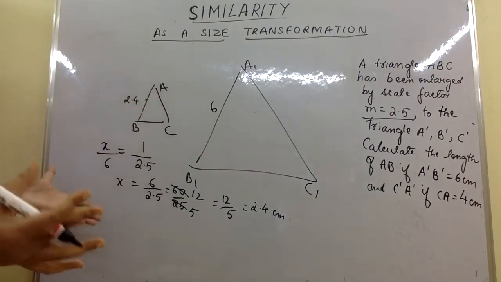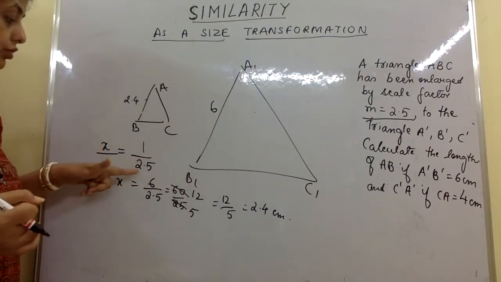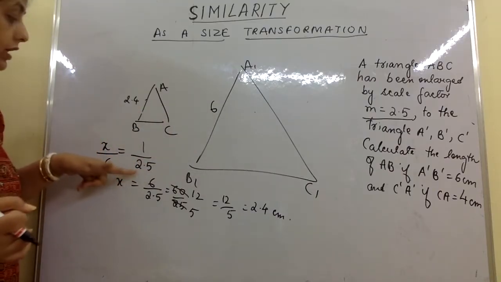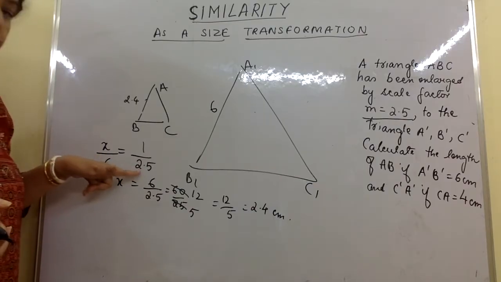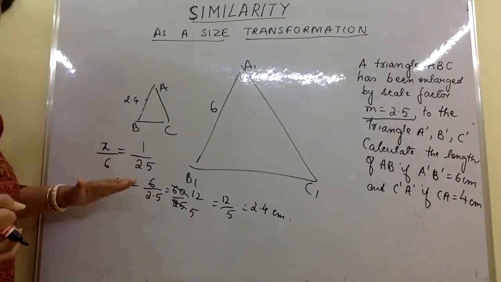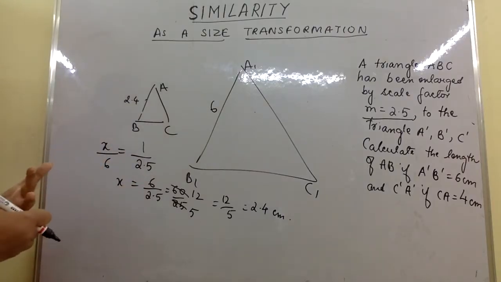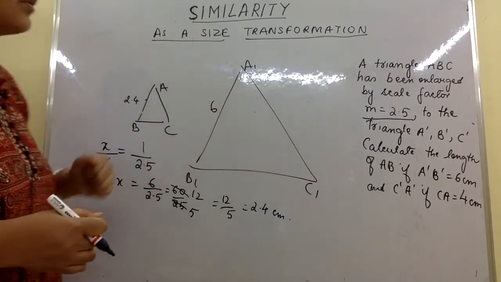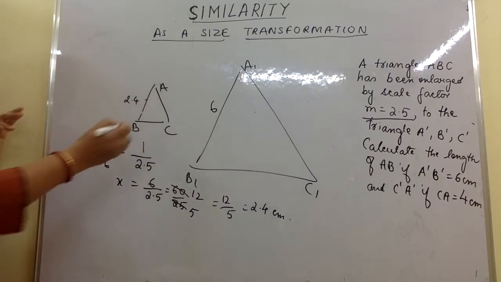What is to be remembered is, for the bigger one the side was 6, so this bigger number is in the denominator, and 2.5 also has to be in the denominator. Now let's see the next part of the question, where you have to find C dash A dash, where CA is equal to 4. So this is 4.